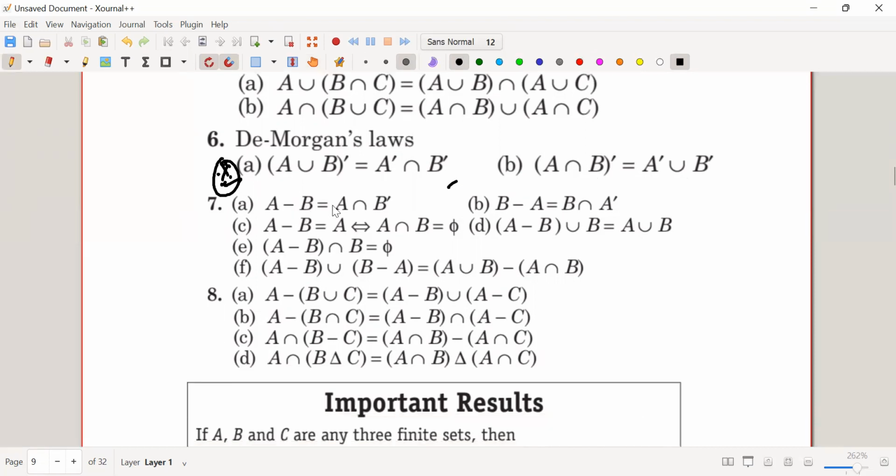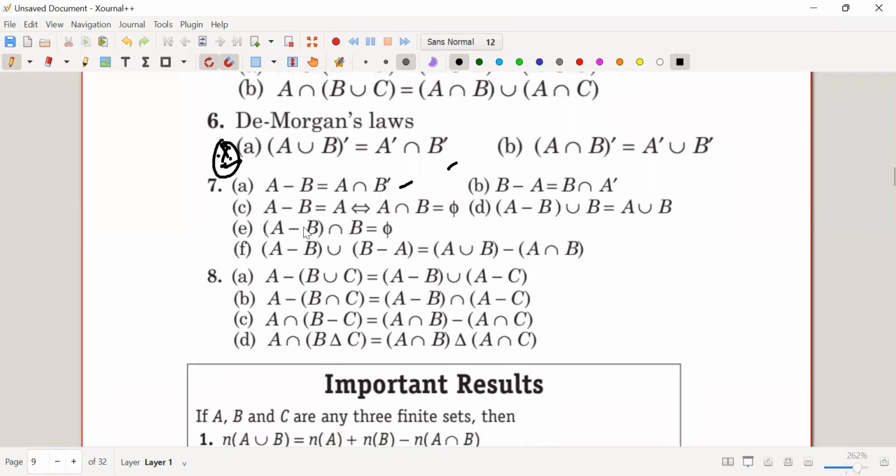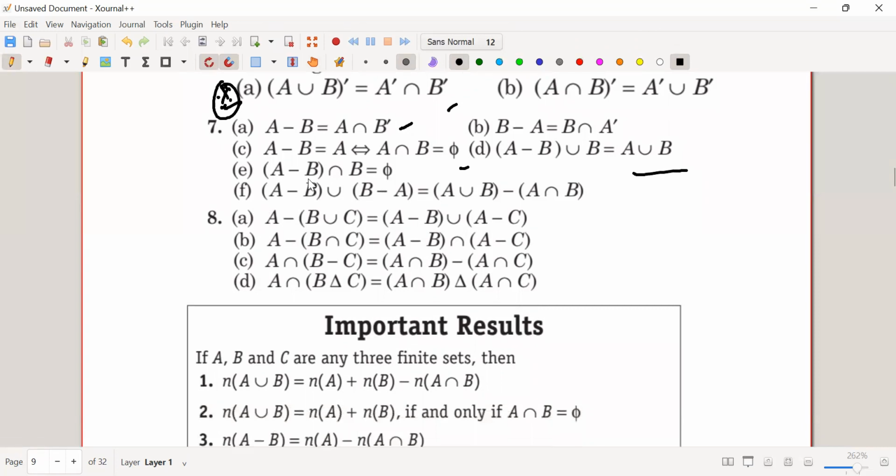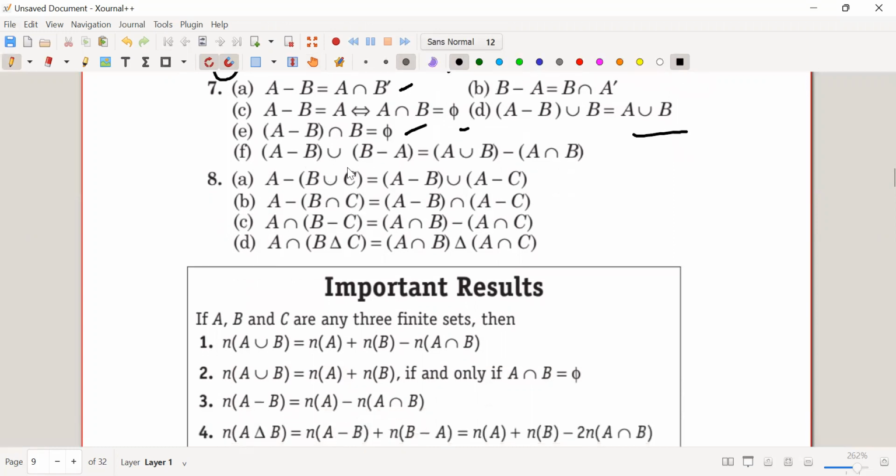And the same for differences. A difference B is equal to A intersection B dash. B difference A will be B intersection A dash. All right. Then see, A difference B equal to A, then A intersection B equals the null set. A difference B union B will always be equal to A union B. A difference B intersection B would be an empty set, null set.